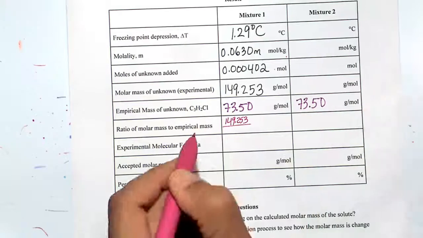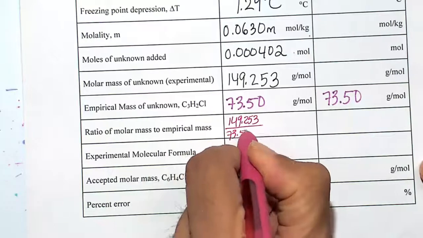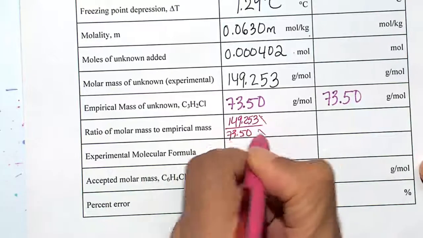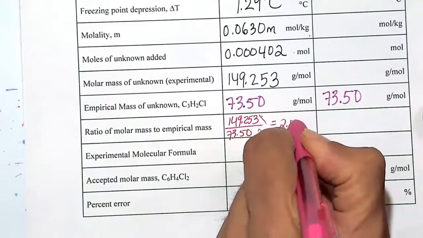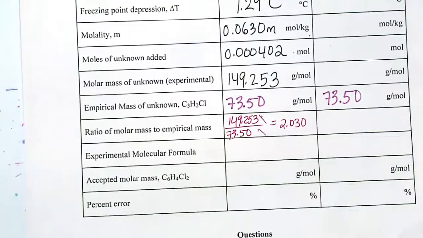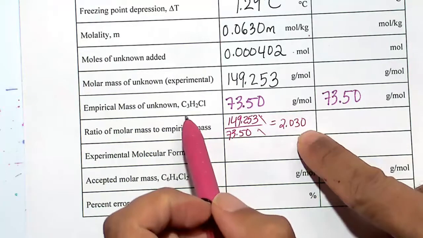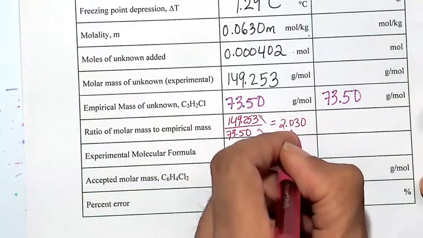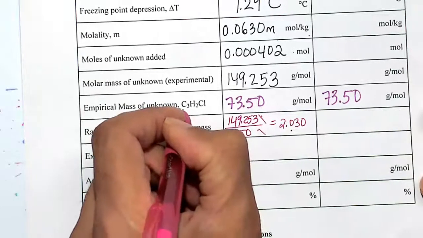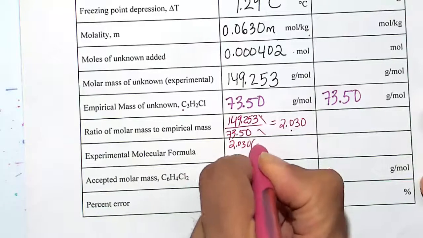149.253 grams per mole divided by 73.50 grams per mole. So the grams per mole cancel. And I'm going to use some extra digits here. I'm getting a factor of about 2.030. That is the factor that we will multiply the empirical formula by. Taking this factor, we'll just call it 2 for now. 2.0 times C3H2Cl.